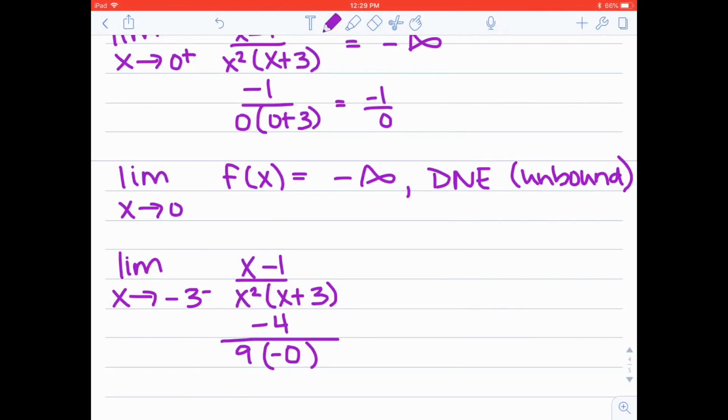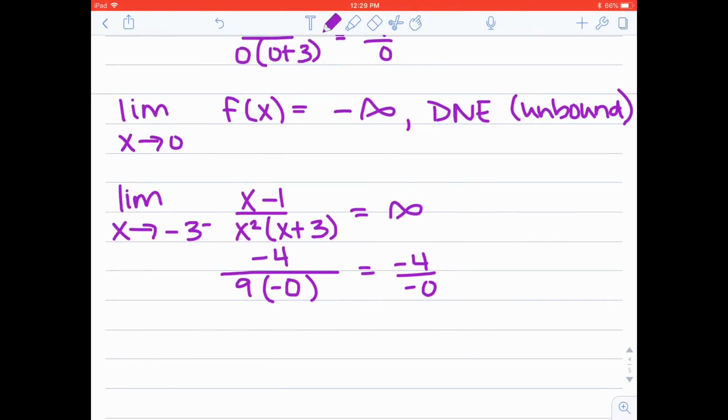And the reason I'm going to do that, we have a negative 4 over a negative 0, and that tells me that this is actually approaching positive infinity. And that's because that 0 is a number very, very close to 0, but it's a little bit on the negative side. So now I can go ahead and do the limit as x approaches negative 3 from the right side.